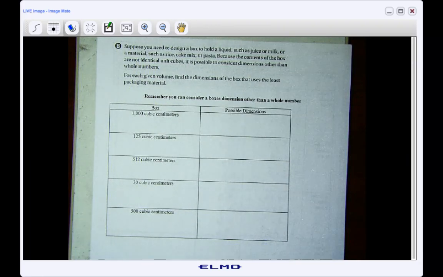All right, so hopefully you got the idea that the more compact you make your blocks, the smaller the surface area, and the more stretched out you make your blocks, the greater the surface area.